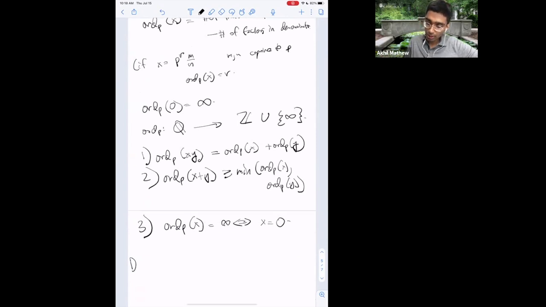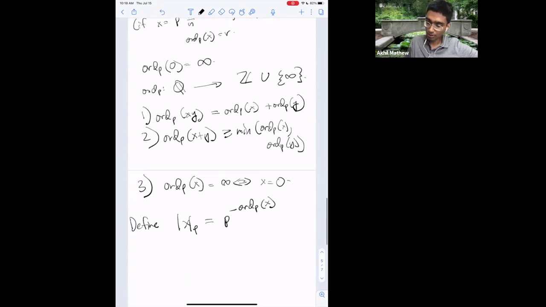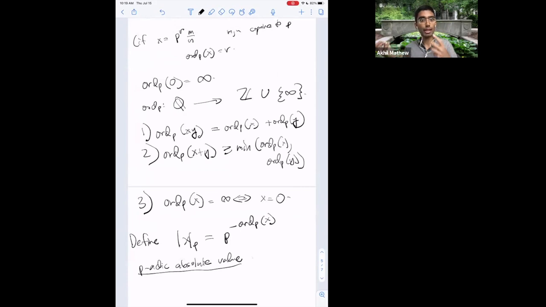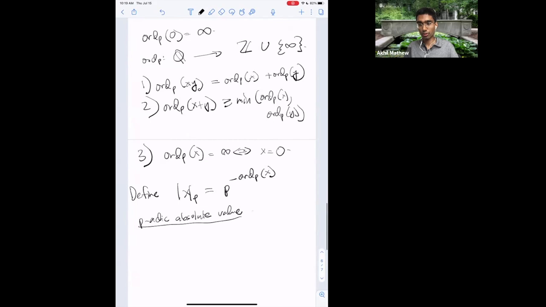So that's the p-adic valuation. Because of these properties, we can define the following. We define the p-adic absolute value of x to be p to the negative of the p-adic valuation of x. This p-adic absolute value is small if and only if x is divisible by a high power of p. By construction, the p-adic valuation is large if you have a number which is divisible by a high power of p, which means that the p-adic absolute value is small.